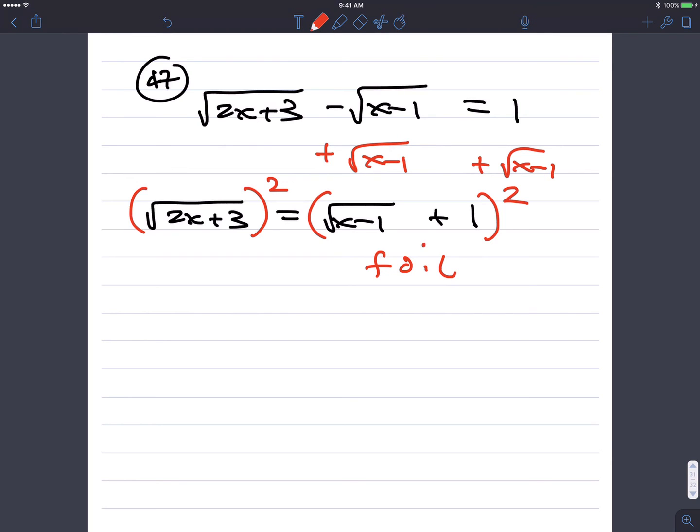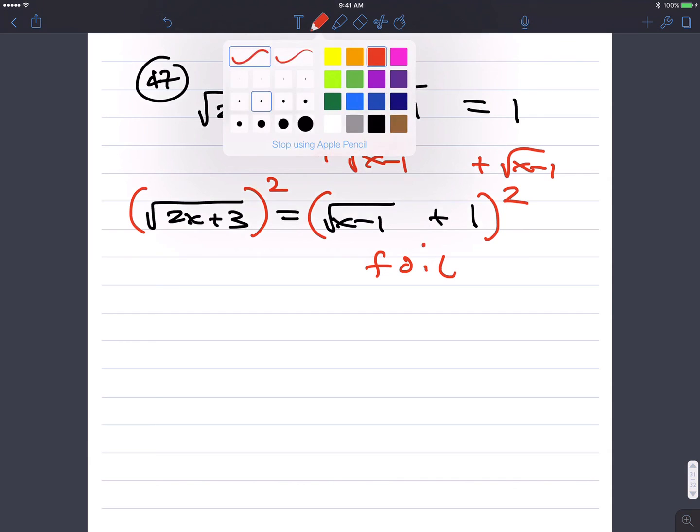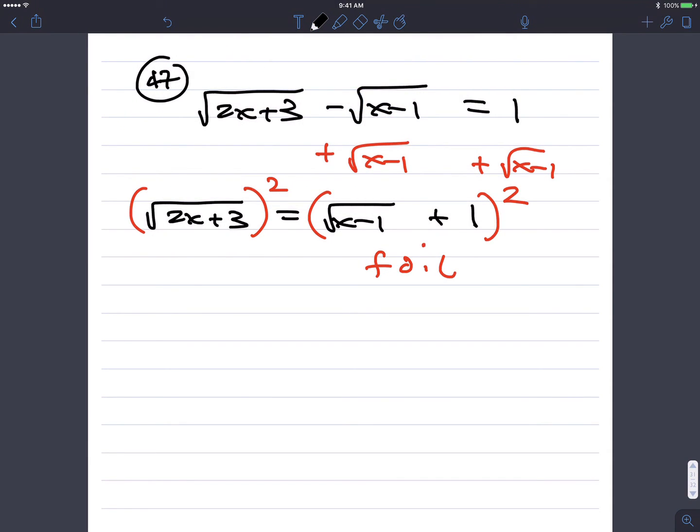So again, this might be another time to go make a sandwich or go to the grocery store, whatever. This is going to take some time. So just be patient.